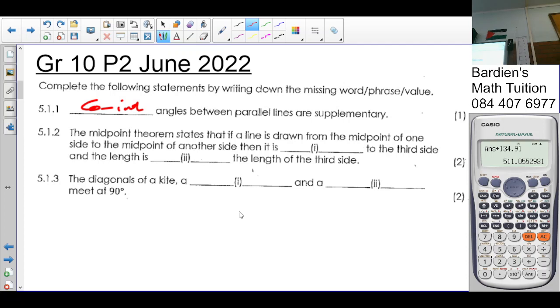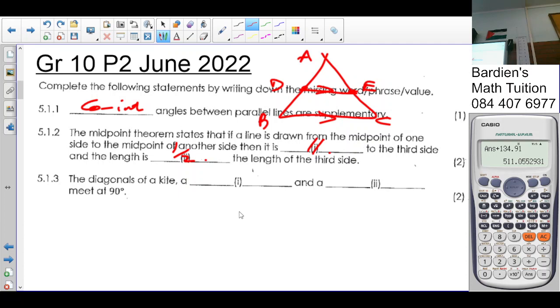Next, the midpoint theorem states that a line is drawn from the midpoint of one side to the midpoint of the other side. So this is basically what you should see in your mind: triangle ABC, the midpoint of one side drawn to the midpoint of the other side. Then it is parallel to the third side, and the length is half the length of the third side.